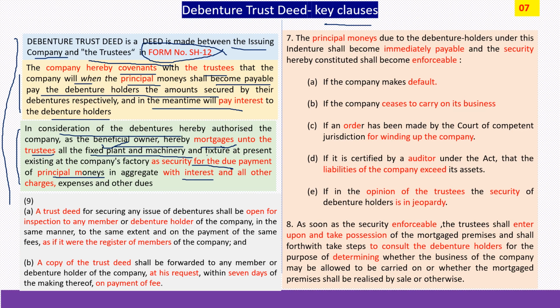And a trust deed is a document which is available for inspection. It's open for inspection by any member or debenture holder, as if it were a register of members which is open to members. And a copy of that can also be requested for, which will be delivered within 7 days on payment of a fee. This is in terms of administrative part of the deed, which is available for inspection of any member or any debenture holder.